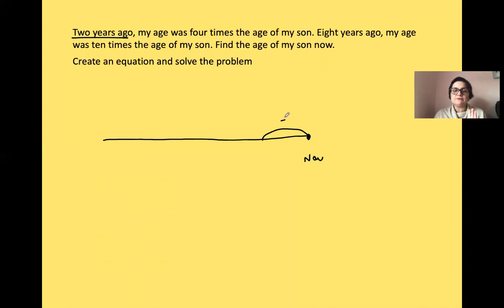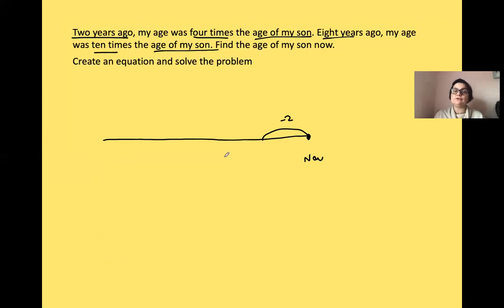Okay, it's going to be minus 2. And then my age was 4 times the age of my son. 4 times, I'm going to underline 4 times the age of my son. 8 years ago, my age was 10 times the age of my son. So find the age of my son now.